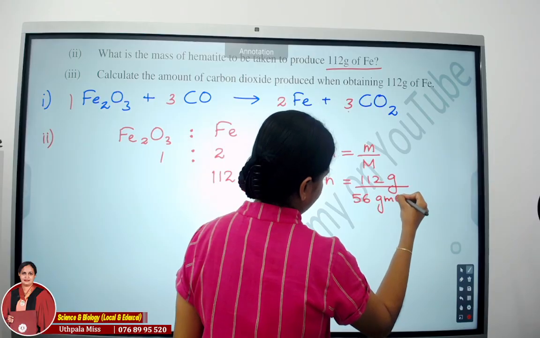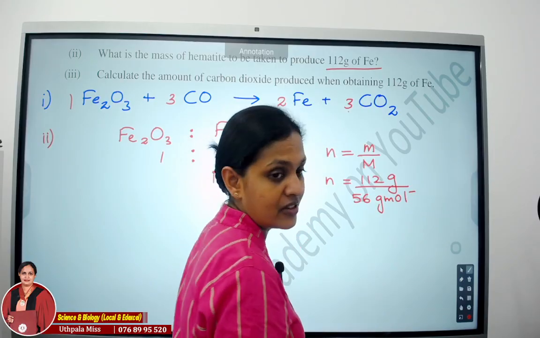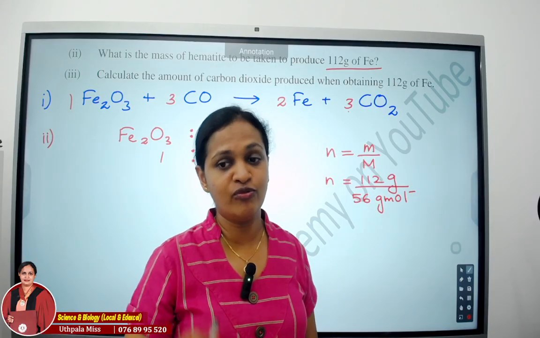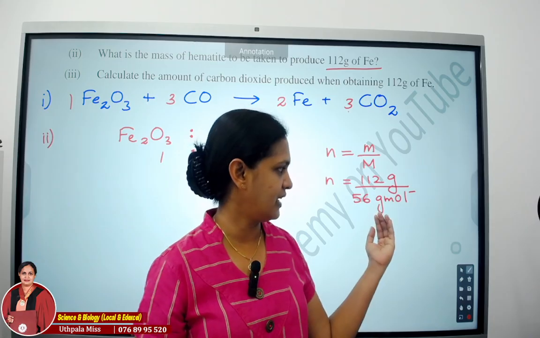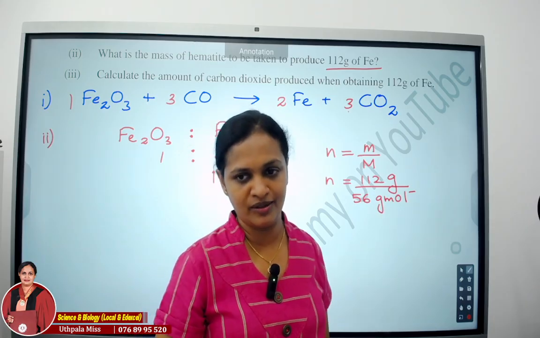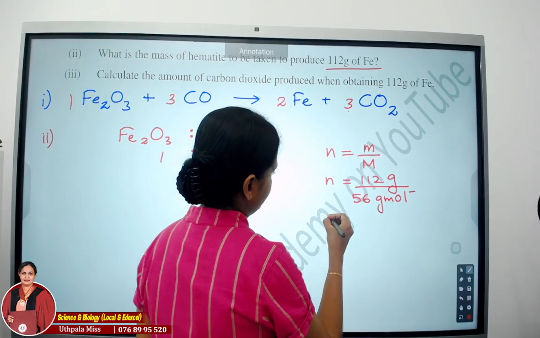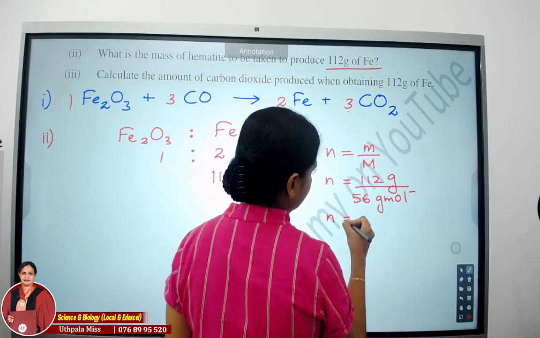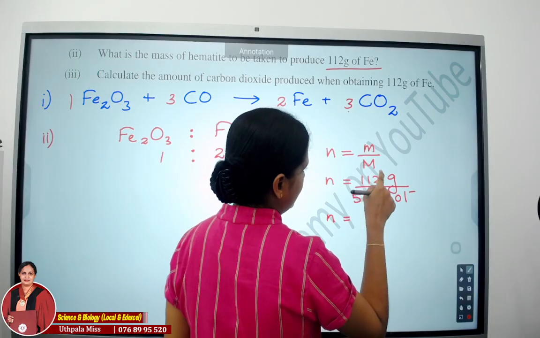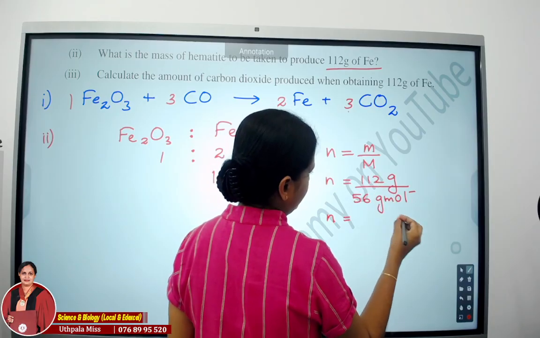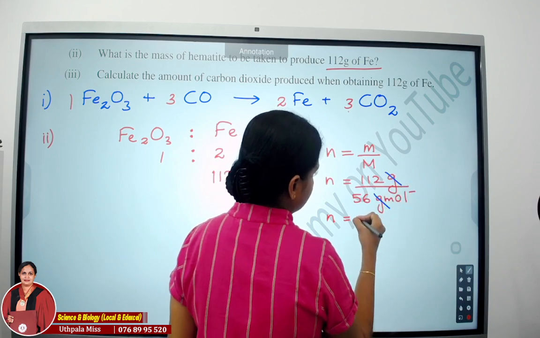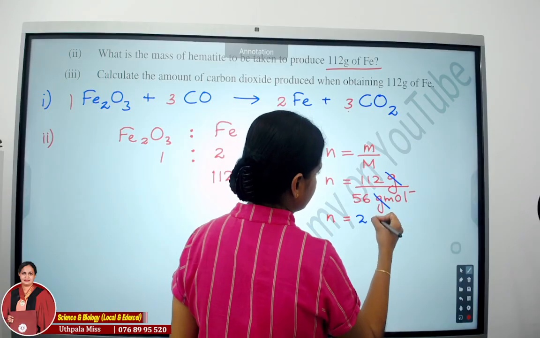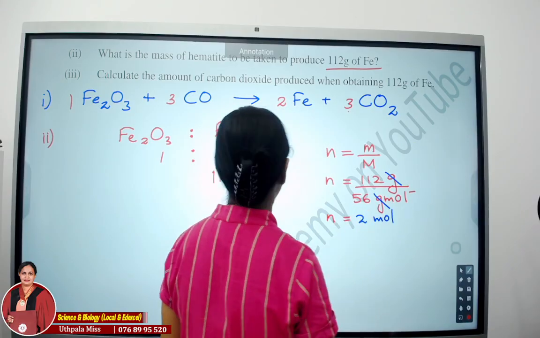56 is the relative atomic mass. We take it in grams. Then that is the mass of 1 mole of iron, the molar mass. So we write it as 56 grams per mole. Those videos have been posted clearly in your group. So 112 divided by 56, the grams cancel, and it becomes 2 moles.